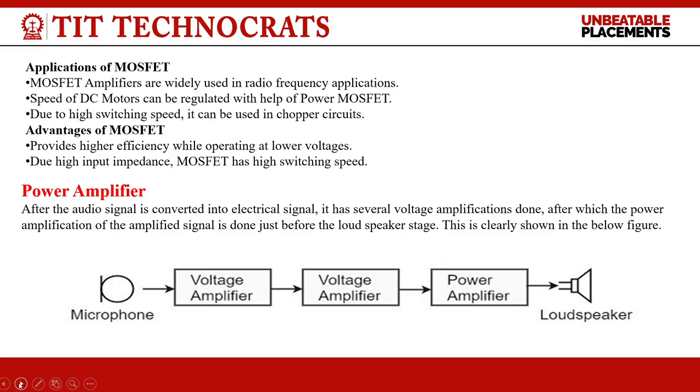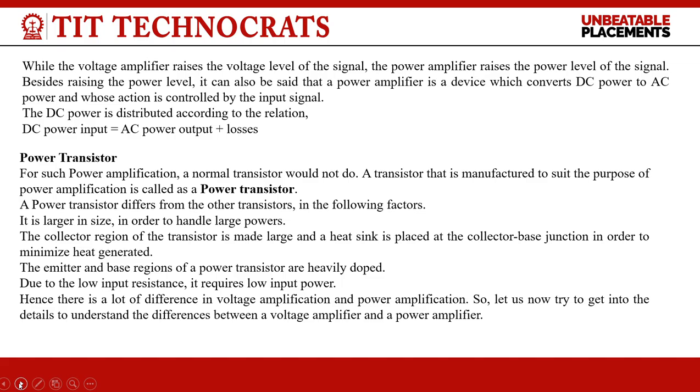Power amplifier gives the output to the finally loudspeaker. While the voltage amplifier raises the voltage level of the signal, the power amplifier raises the power level of the signal, so we can get a high amount of strength and audio from the loudspeaker.